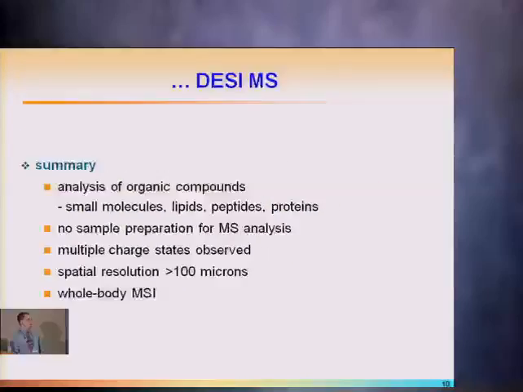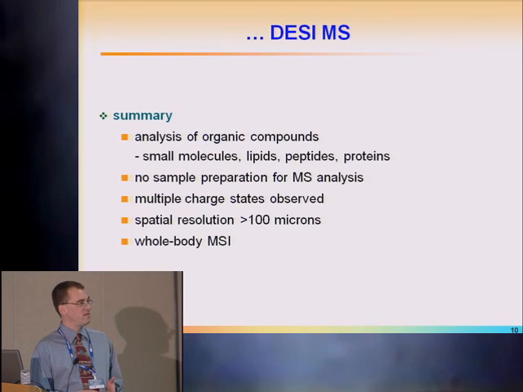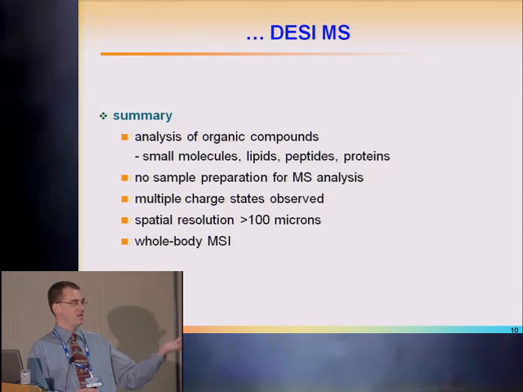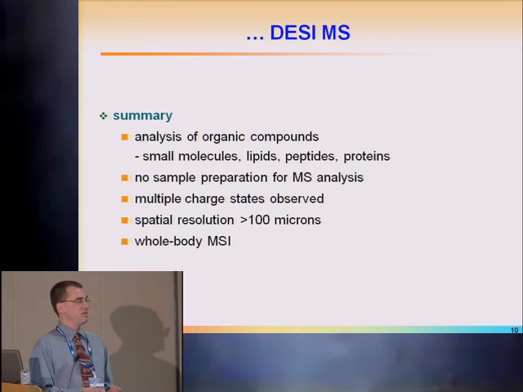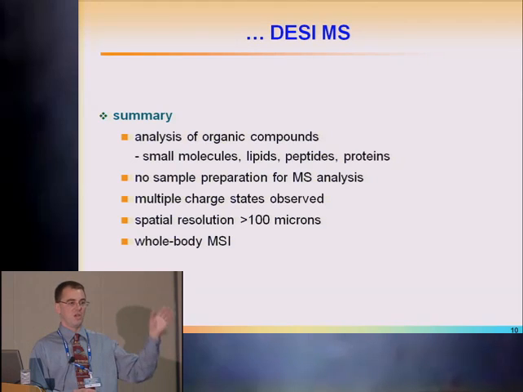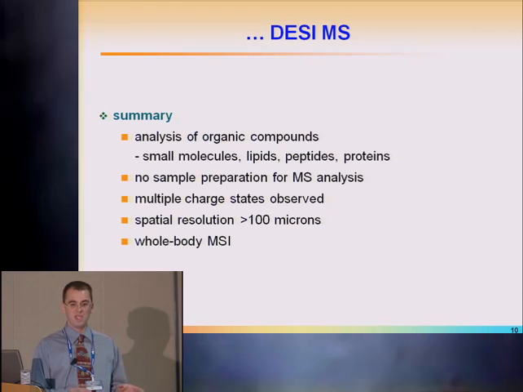In summary of DESI, it's for the analysis of organic compounds, small molecules, lipids, peptides, and proteins. No sample preparation for mass spec analysis. Multiple charge states are observed, which is important for peptides and proteins. The spatial resolution is probably at the moment above 100 microns, but I'm very careful to make a statement here because it's really evolving. There's nano DESI coming out, and probably after Pittcon there are different numbers. And I think where we can use it is for whole body MSI, where you have a rat that is sectioned and you have to quickly compare the brain to the intestines. This is the perfect technology to get data quick.